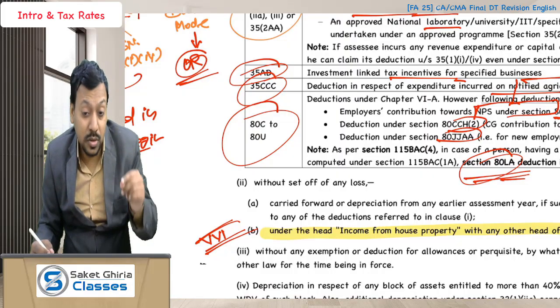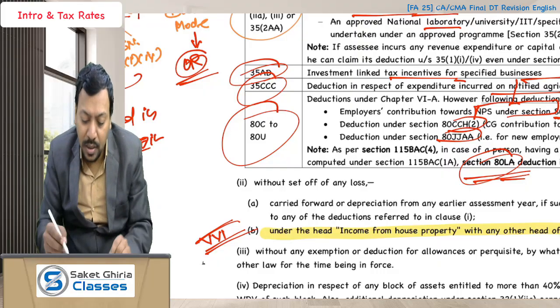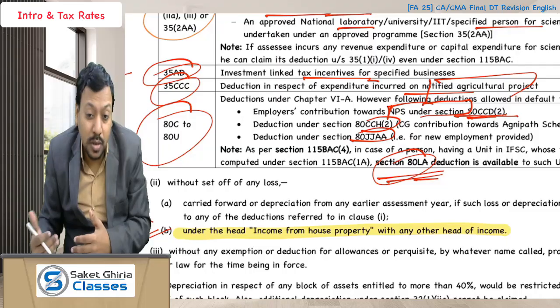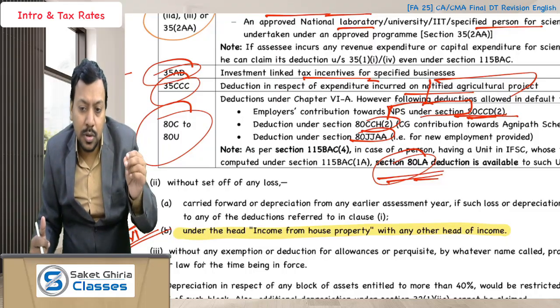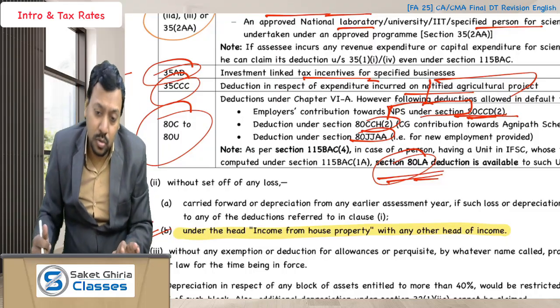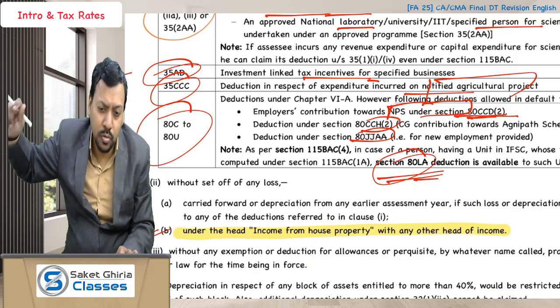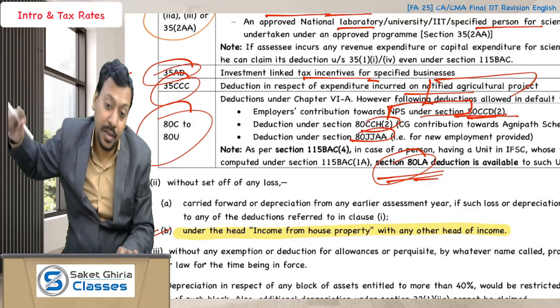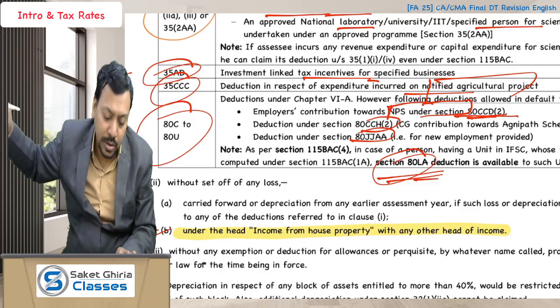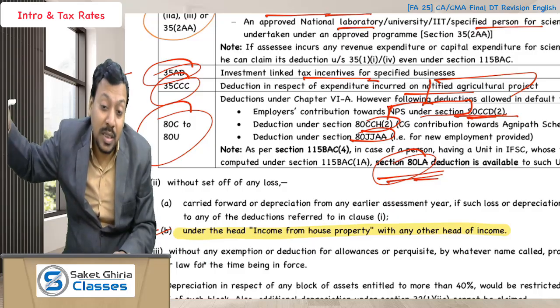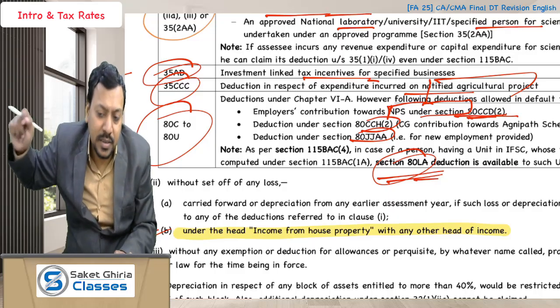What are the 4 sections which are allowed as deduction? 80CCD(2). Sir, what is this? Employer's contribution to the NPS account of the employee. So, if your employer is contributing any amount, for the employer's contribution portion, you can claim the deduction even in the default regime under section 80CCD(2). Also, the Central government contribution towards the Agnipath scheme of Agniveer under section 80CCH(2).